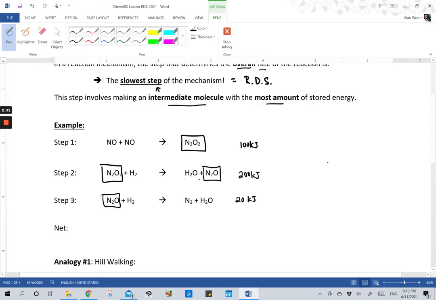So it takes 100 kilojoules to complete step 1, 200 kilojoules to complete step 2, 20 kilojoules to complete step 3. So out of all three steps, this one has the most energy. And because it has the most energy, it will require the most time. So if it requires the most time to create this intermediate molecule of N2O2, then this is the rate determining step.